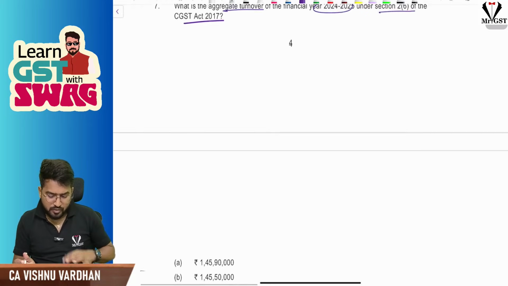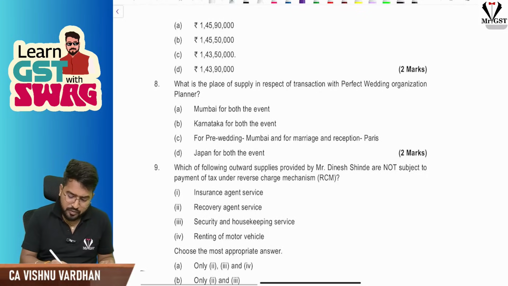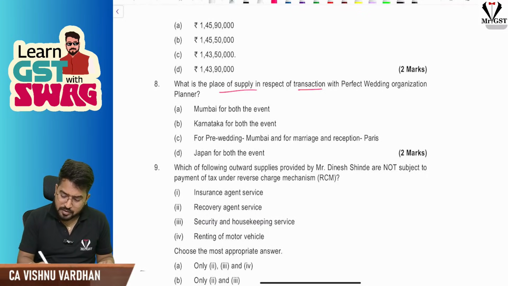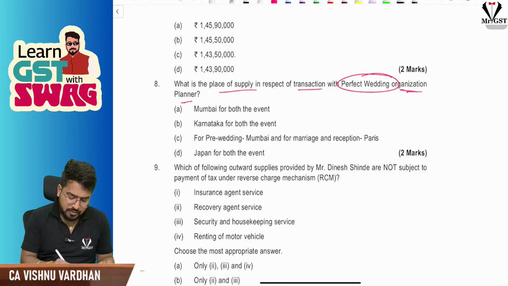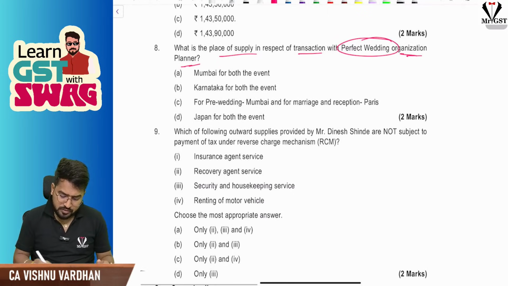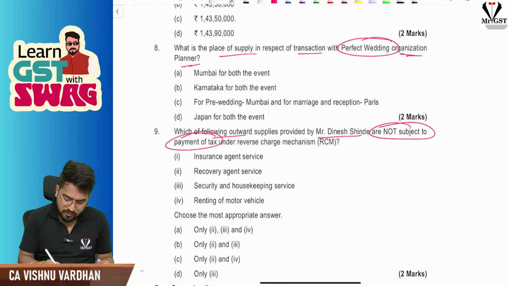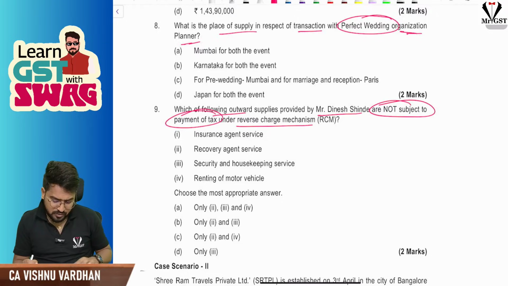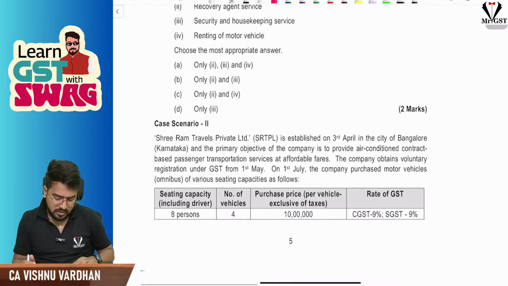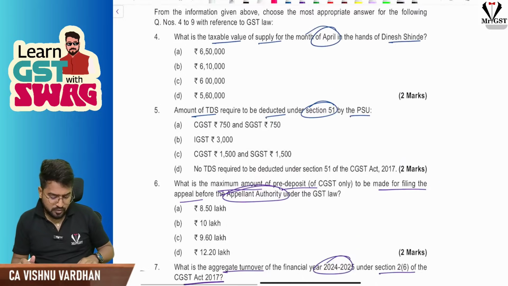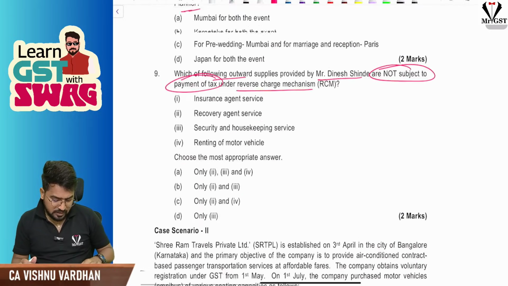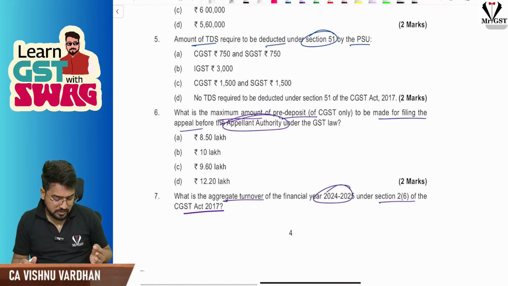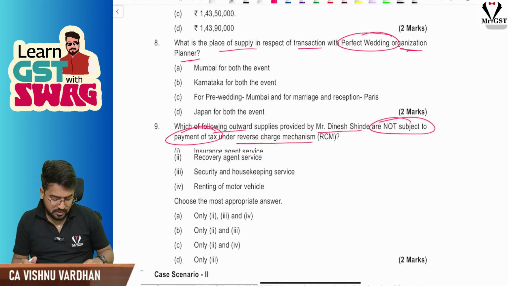Okay, aggregate turnover, all the sales we should take. What is the place of supply in respect of transaction with perfect wedding organization planner? Which of the following outward supplies provided by the ancient day are not subject to payment of tax under reverse charge mechanism? That means not RCM service. Generally, insurance agent, recovery agent, security, housekeeping, renting of. Let us see what the answer is. So these are the things. How many MCQs? 4, 5, 6, 7, 8, 9. 6 MCQs are there in this particular case study.